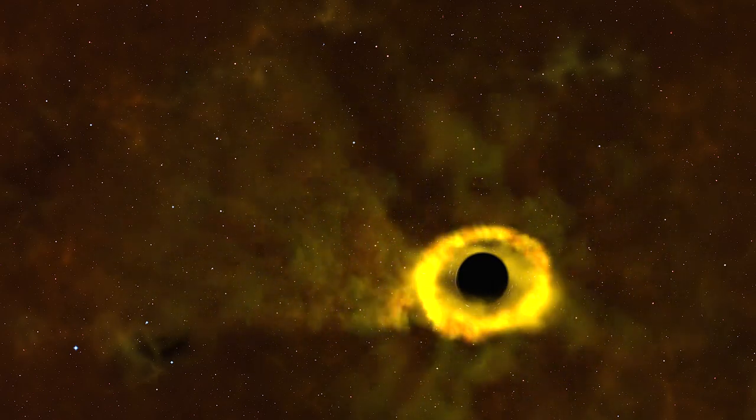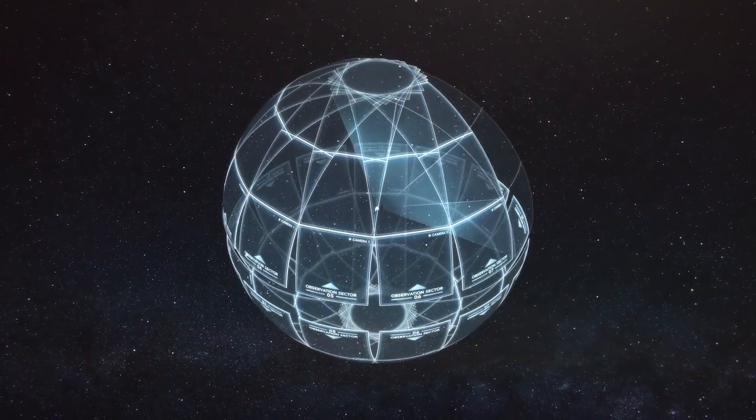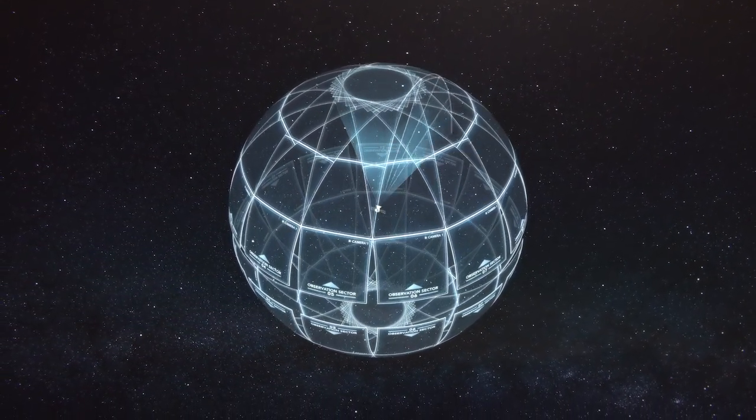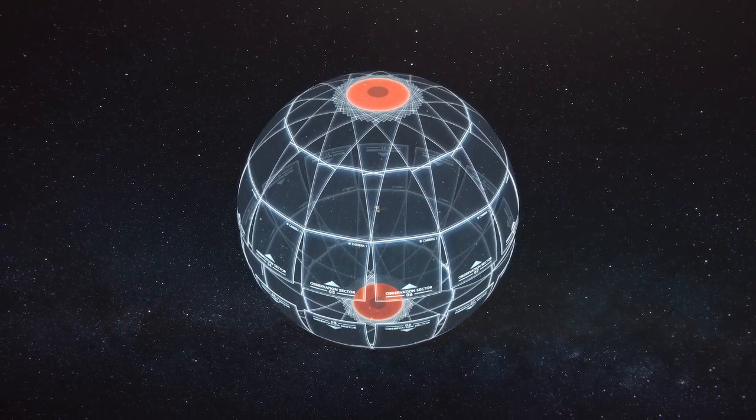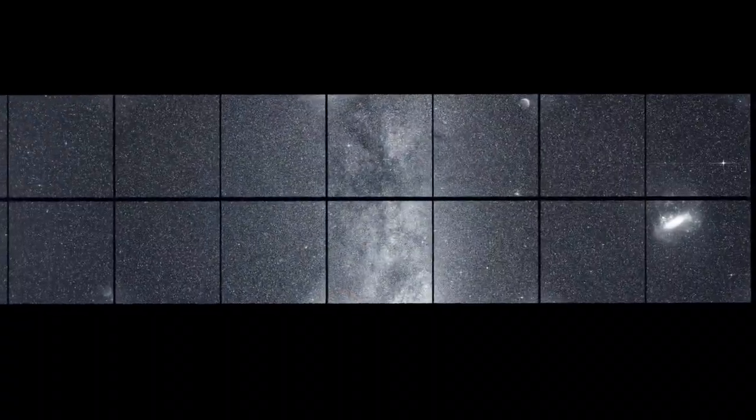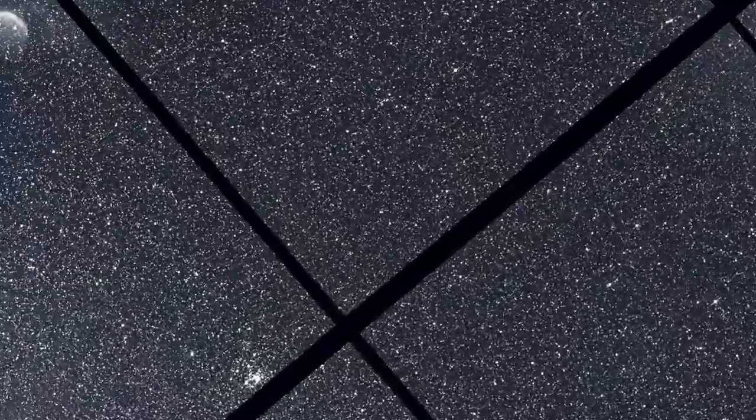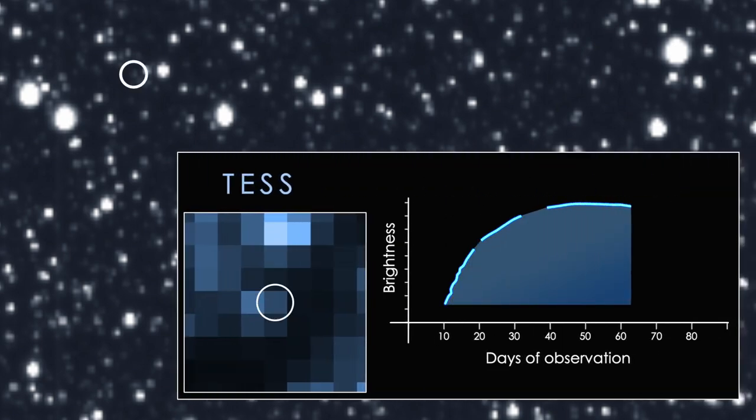This event, called ASAS-SN-19BT for the All-Sky Automated Survey for Supernovae, which first identified it, happened in the TESS Continuous Viewing Zone. TESS's four cameras scan large sectors of the sky, and one constantly monitored this region for a full year. TESS saw ASAS-SN-19BT as soon as it started to brighten, days before other observatories spotted it.